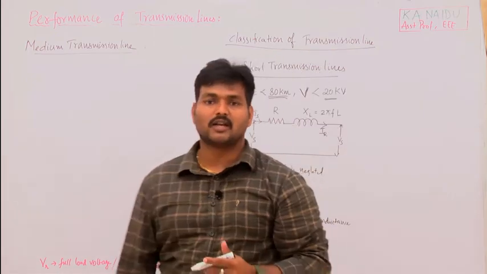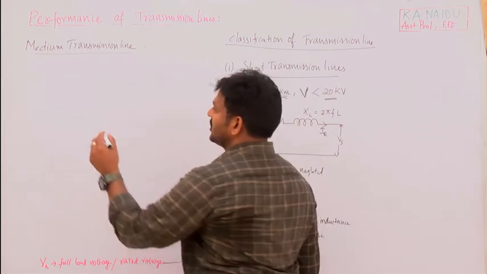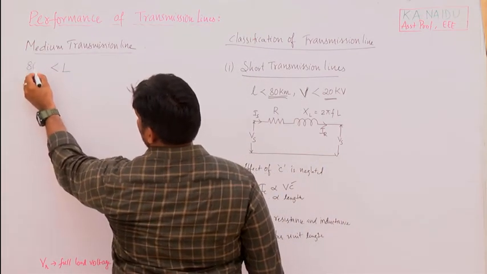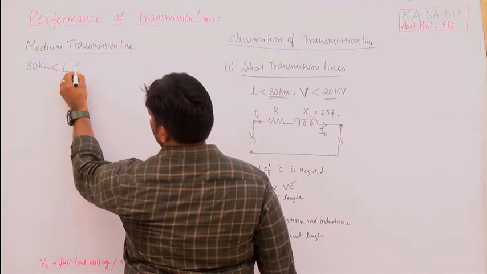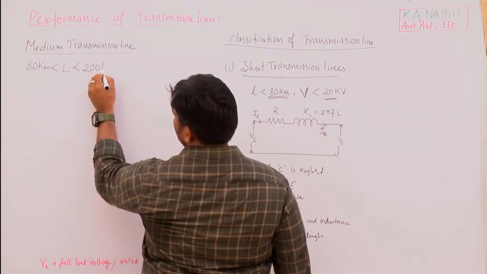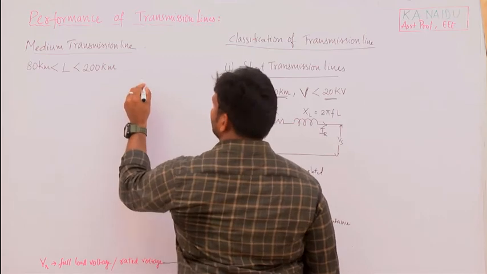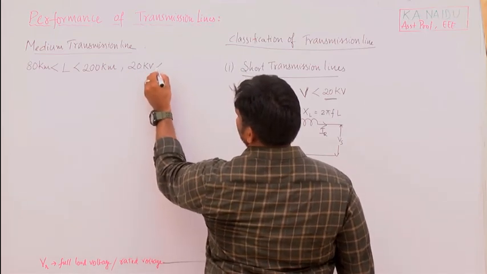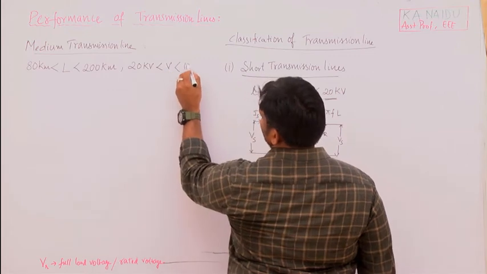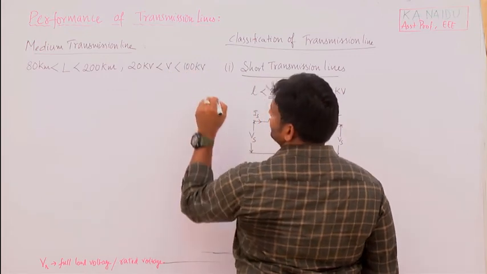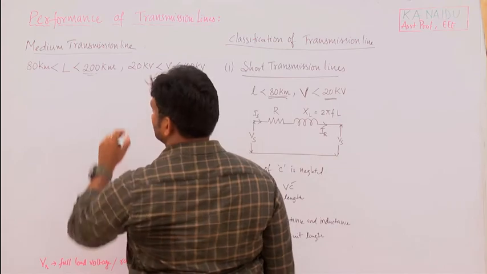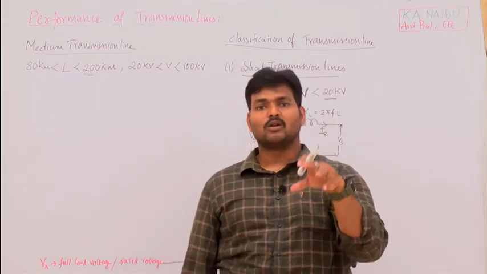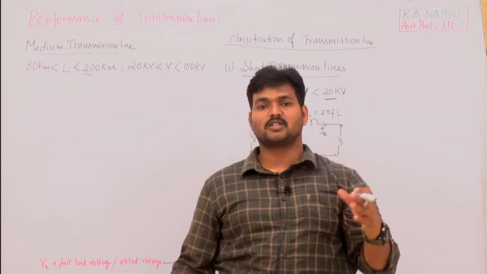In medium transmission line, the length of the transmission line is between 80 kilometers to 200 kilometers, and the operating voltage is between 20 kilovolts to 100 kilovolts. In some textbooks you may find it as 160 kilometers. It hardly makes any difference. There is no particular rule to take the length of the transmission line.